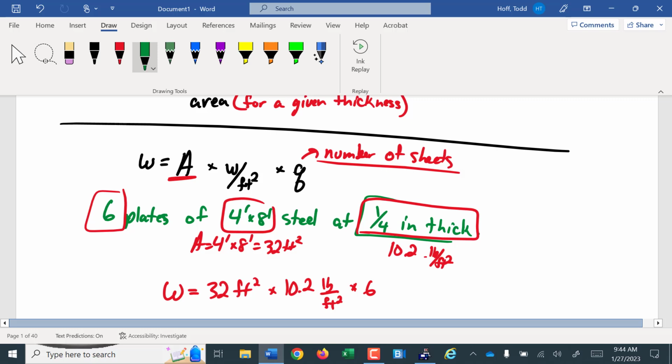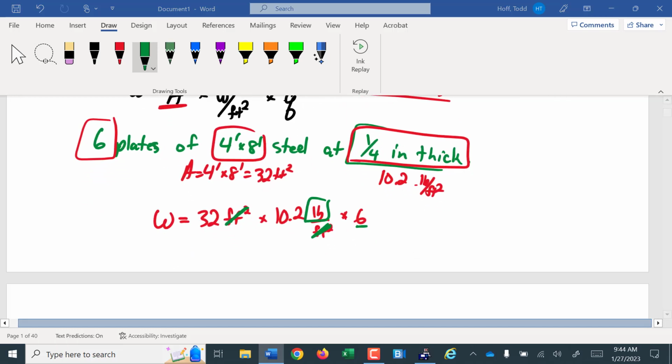And so again, we can see the square feet cancel out. Square feet on bottom for the pounds per square foot, square feet on top for the 32 square feet. And so the only unit we have left is pounds. The 6 had no units on it because it was just a number of sheets, just counting. And so we multiply that out.